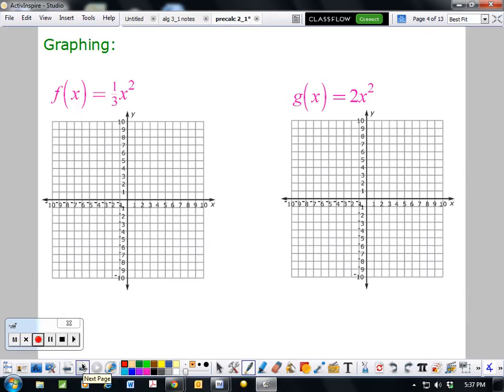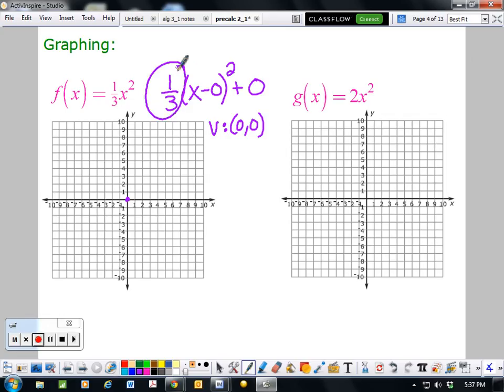Okay, so we're going to practice graphing our function f of x equals 1/3 x squared. So the first thing we need to look at is what's our vertex. So this is really saying the same thing as I have 1/3 times x minus 0, squared, because there's nothing inside that squared. And then because there's nothing added at the end, we have 0. So our vertex here is 0, 0. And then my a value is 1/3.